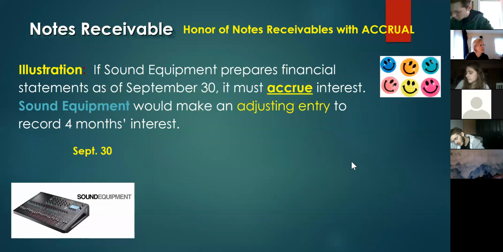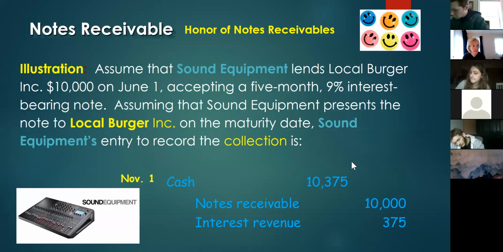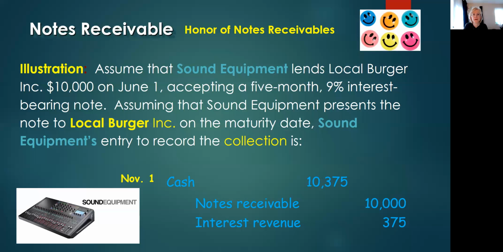How did we calculate the $375? Did I show the calculation? I didn't. Okay, let's do the calculation. We would take $10,000 times 9% times 5/12. So that's going to be equal to $900 times 5/12.